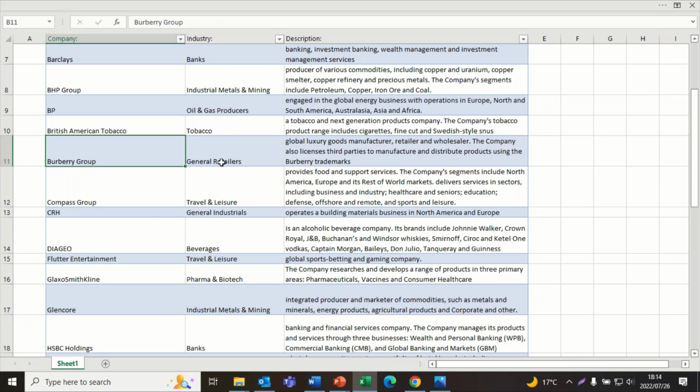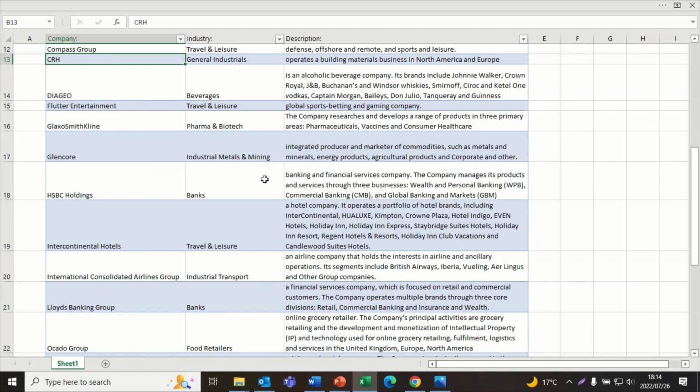Burberry Group is a luxury goods manufacturer, retailer, and wholesaler. I think they've also got a brand in there. Compass Group provides food and support services, basically catering for many countries across the world. CRH operates a building materials business in North America and Europe. Diageo is an alcoholic beverage company. You probably know them from Johnnie Walker, J&B, Smirnoff, Ciroc, and a few others. Captain Morgan is in there.